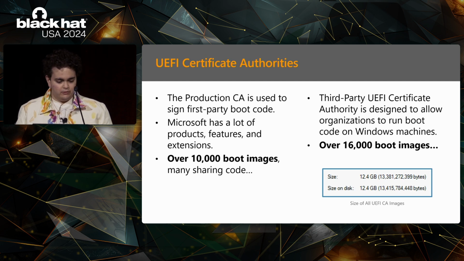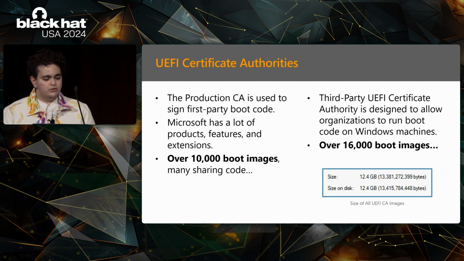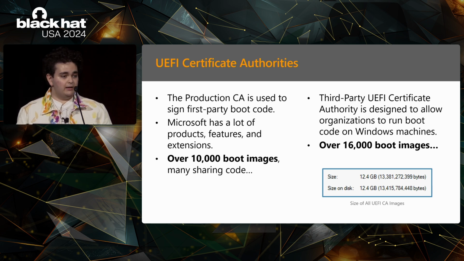The different certificate authorities in play here include the production CA and the third-party CA. So with the production CA for Windows, that includes a lot of extensible features, products, etc., and that's over 10,000 boot images that we've signed. And the third-party CA, like we talked about, includes over 16,000 boot images that we've signed to date, and that's a lot of unaudited attack surface that can share code and cause problems.